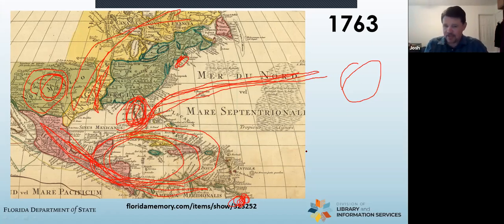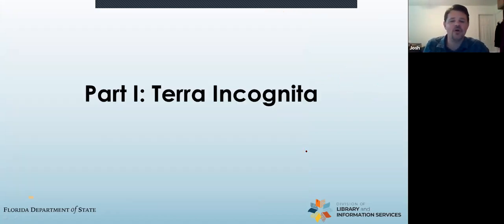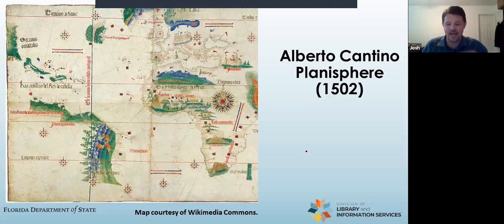Okay, so let's go ahead and bump over to the first thing. The first part of our program today I'm calling Terra Incognita, because Florida is part of a very large expanse of North America that is completely unknown, or at the very least only rumored to exist, for many of the key players who will be involved in actually settling Florida, or attempting to settle Florida, or at least explore it. So that's the theme of today.